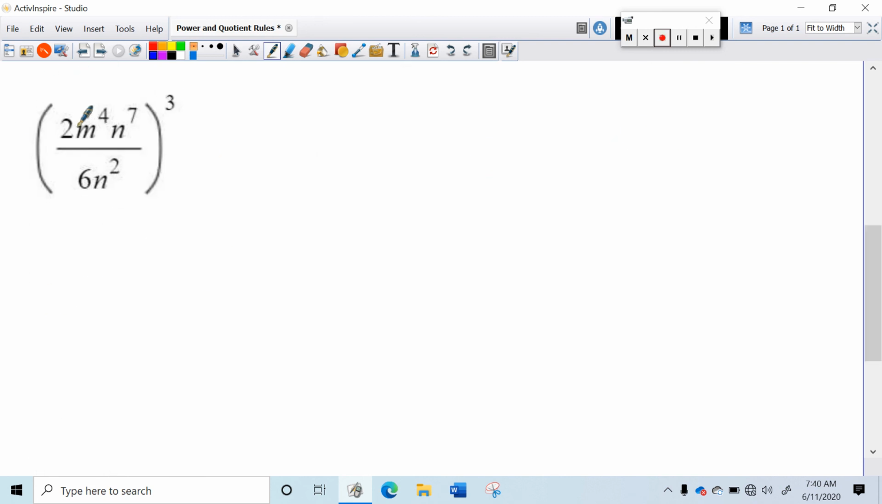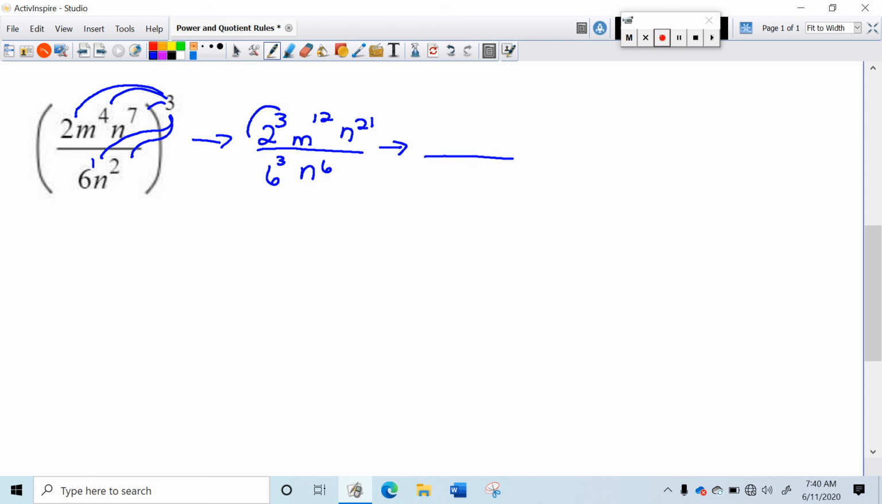Okay, the next one, the numerator. For my 2, I have 3 times 1 is 3. For the m, I have 3 times 4 is 12. And for the n, I have 3 times 7 is 21. The denominator for the 6, I have 3 times 1 is 3. For the n, I have 3 times 2 is 6.